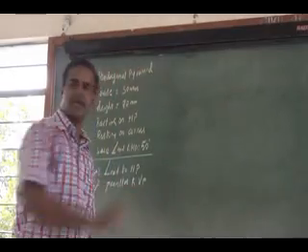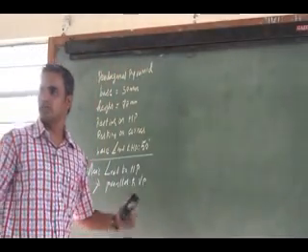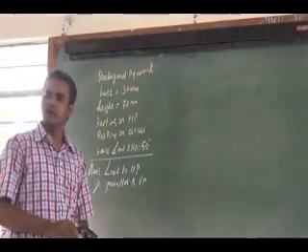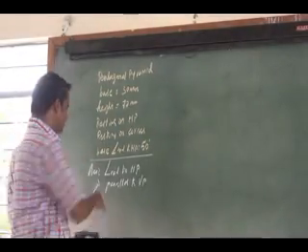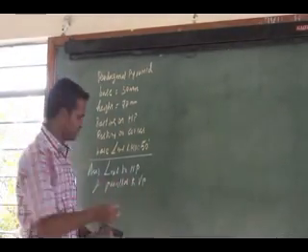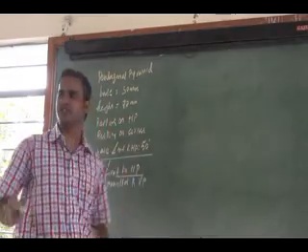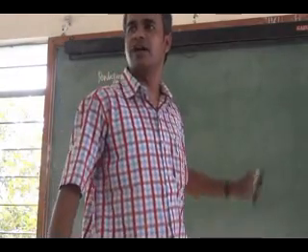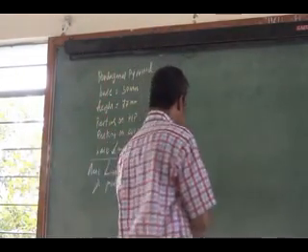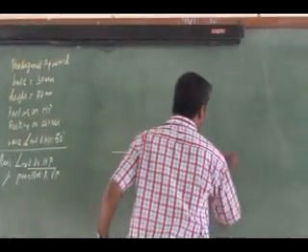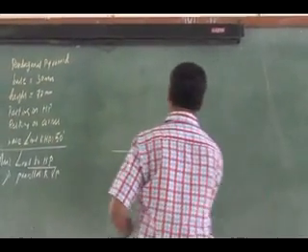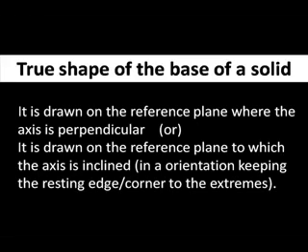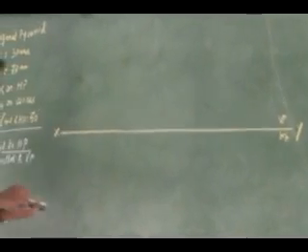Now where do I have to draw the base of the pentagon, on HP or VP? HP. Why HP? Since the axis is inclined to HP, I can draw the base on HP. So draw the reference line neatly. You can draw the base on the HP.